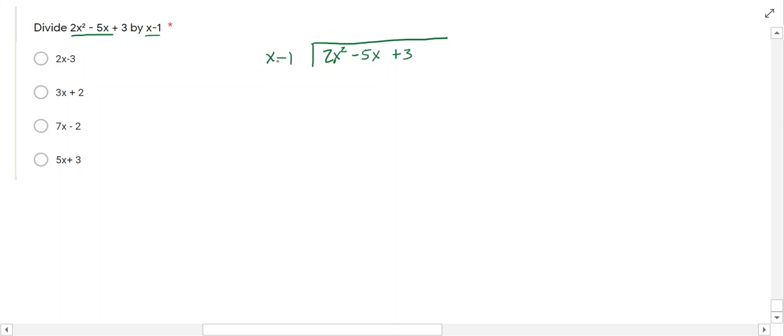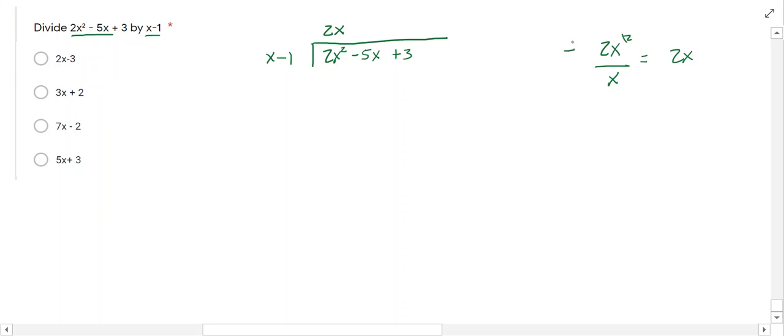So how do we do these? What you do is you divide the first term in the long expression by the x term in the short expression. So it's going to be 2x squared divided by x, and that's just going to be equal to 2x. Basically it cancels out one of the x's. Then you take this answer and you put it up here, like so.